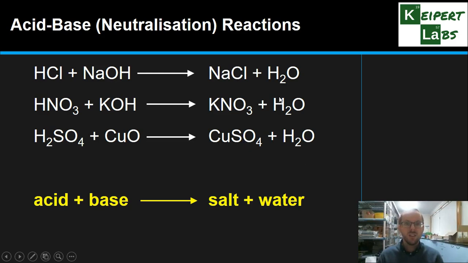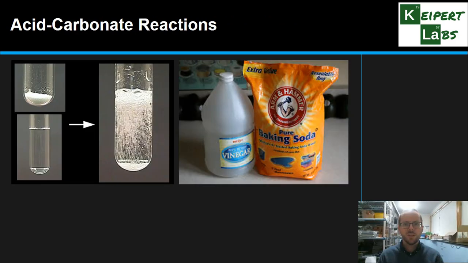In terms of the ions that are really doing the work here, it's actually the hydrogen and the hydroxide that are joining to make a new thing. So the others we call spectator ions. But we're taking an acid and a base and joining them together to make something that is neutral. Hence the name neutralisation reactions.